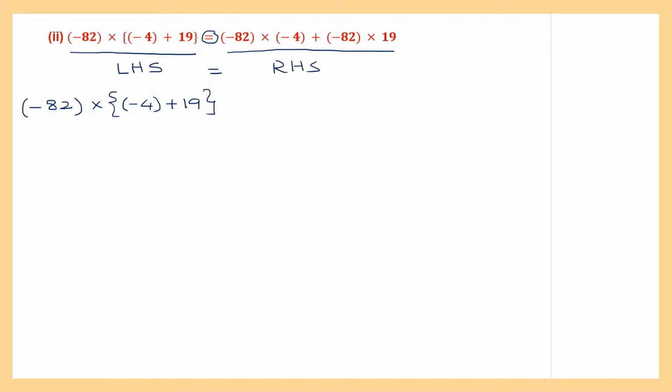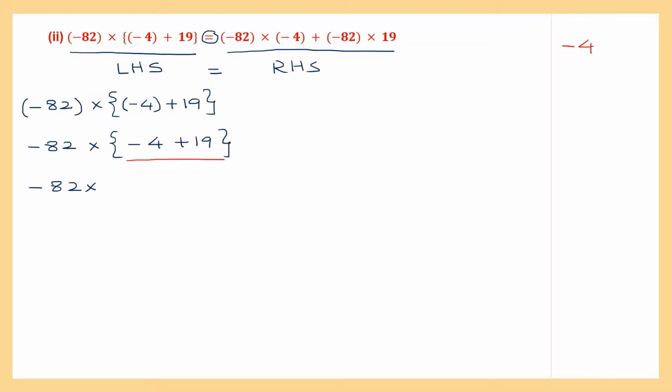So we're going to remove the common bracket, so it is minus 82 into, now curly bracket, we'll leave it as it is, remove the common bracket, we write minus 4 plus 19. So this is minus 82 into, now let's simplify what is within the curly brackets. Now this is something you studied last year.